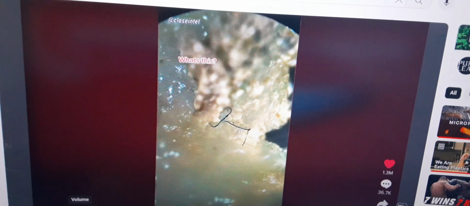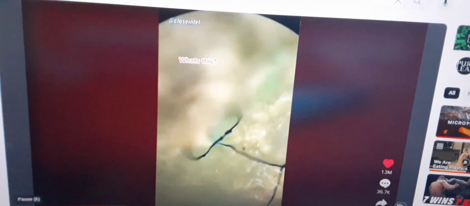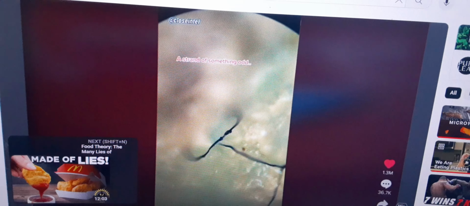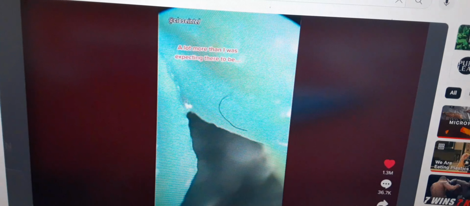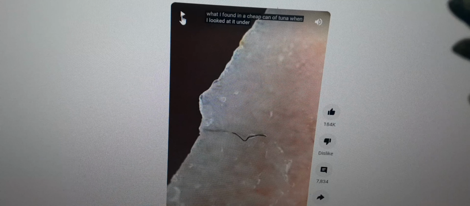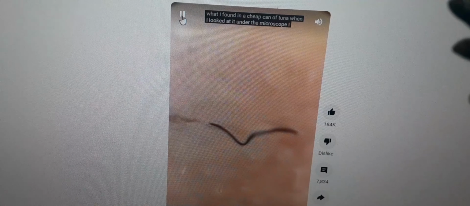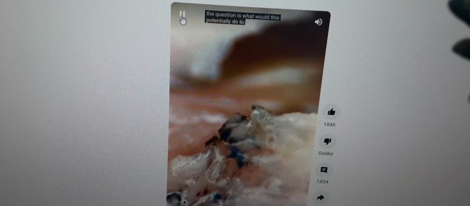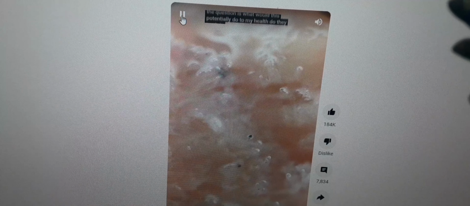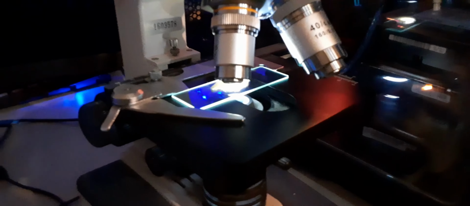All right, here's a video of microplastics in a chicken McNugget. When I looked at it, I did not find this at all. I didn't see anything like this. There's pretty much nothing in it that was out of the ordinary. All right, here's one where somebody looked into a can of tuna. Microscope. I found what appeared to be microplastic. The question is, what would this potentially do to my health? So we know what we're looking for.